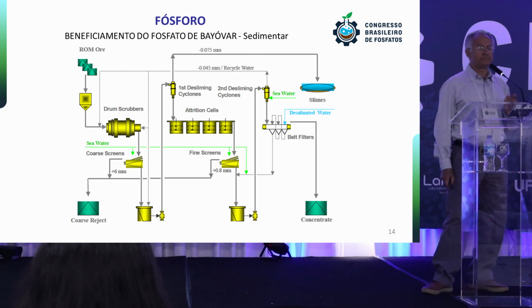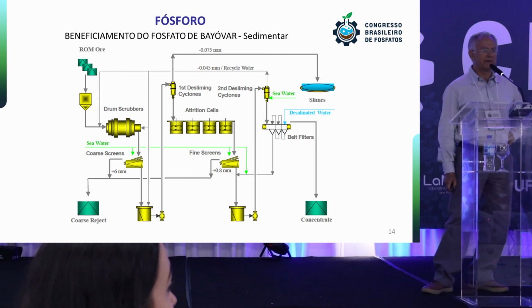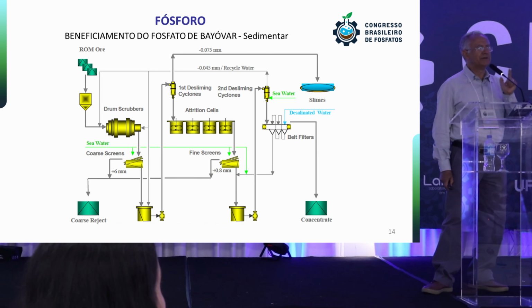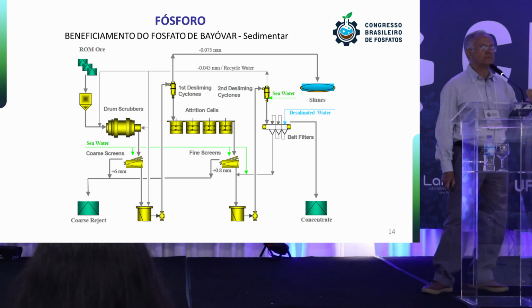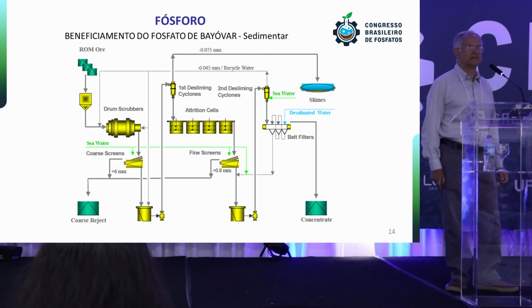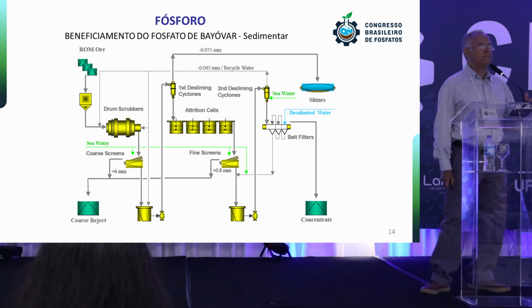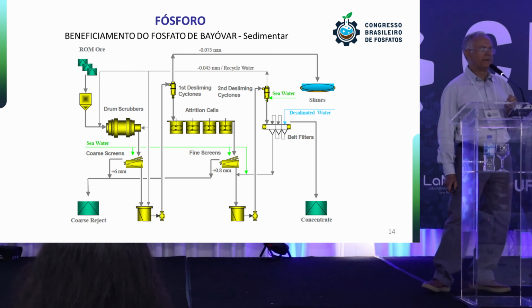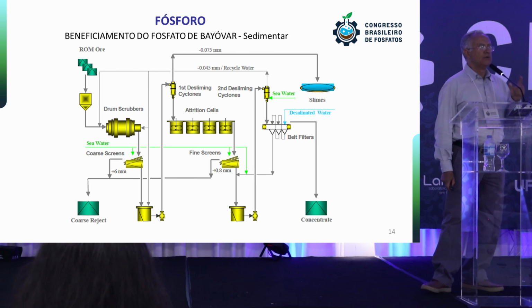This Bayovar deposit was worked by Jacobs in 1960. But why didn't it move forward? Because the water they had available was from the sea. So for the de-sludging, you use the seawater, and that has chlorine, and you cannot decrease the content of chlorine to the necessary levels for commercialization. So the main work developed was the desalination of water, taking the seawater, desalinizing it, and using it in this scrubber system.